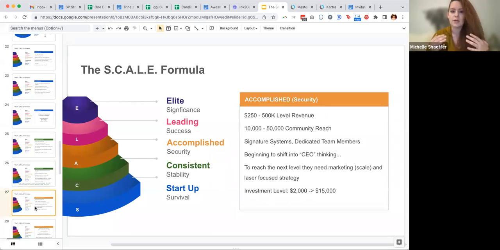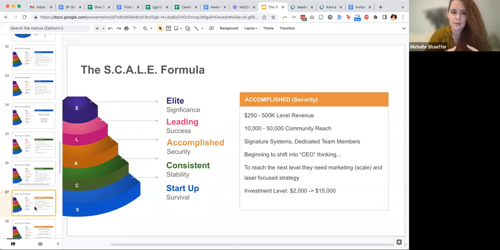They have predictable revenue coming in, 250 to 500K, 10 to 50K community reach. This is where you see people with signature systems. They have dedicated team members. If you're looking to target these levels, this is what to look for at the orange level. Is their signature system in place? Do they have a team in place? And are they starting to shift into more of CEO thinking?